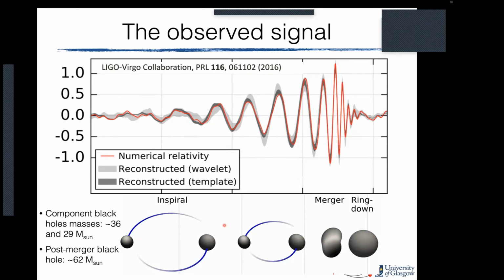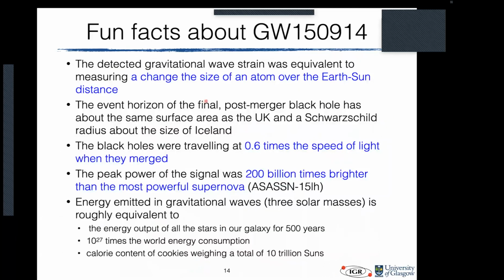Just a few fun facts. This strain that we see is actually equivalent to the change of the size of an atom over the Earth-Sun distance. That's roughly the meaning of a strain amplitude. The delta L is the size of an atom over an L of the Earth-Sun distance. This is what the strain h of 10 to the minus 21 roughly means. And the black holes were traveling at about 0.6 times the speed of light when they merged.